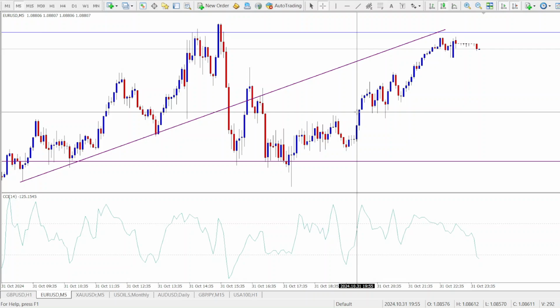So make sure that you calculate your risks properly and make sure that you use proper risk to reward ratios, even when you are scalping.